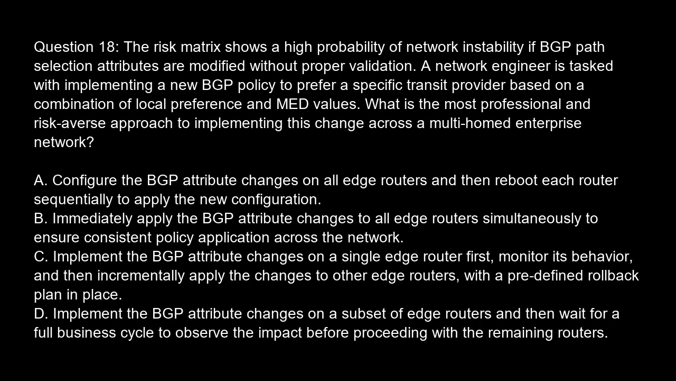Question 18. The risk matrix shows a high probability of network instability if BGP path selection attributes are modified without proper validation. A network engineer is tasked with implementing a new BGP policy to prefer a specific transit provider based on a combination of local preference and MED values. What is the most professional and risk-averse approach to implementing this change across a multi-homed enterprise network?